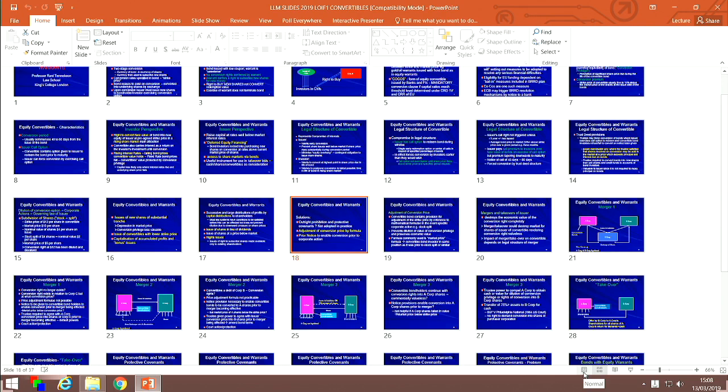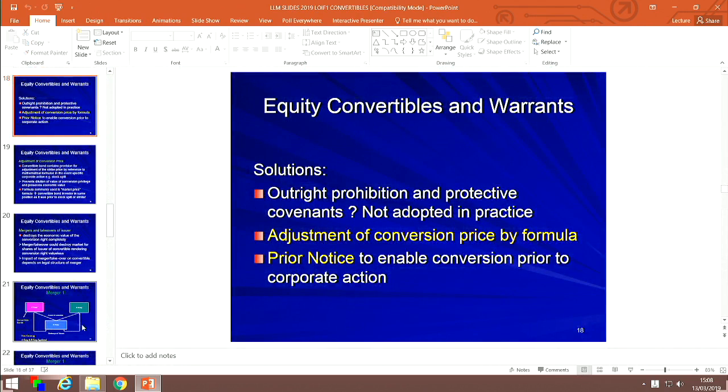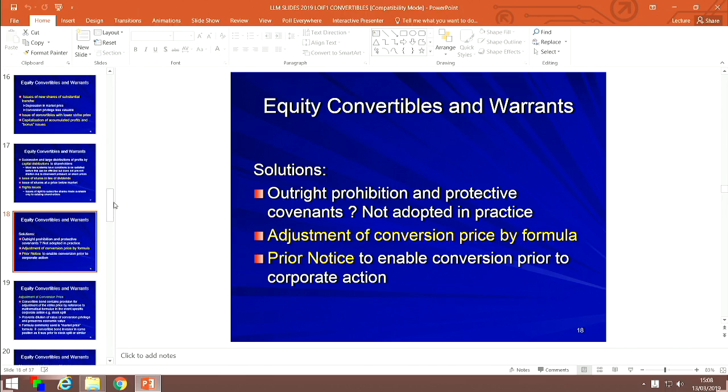Right, are we all here? I think last time we were talking about equity convertibles, looking at the circumstances in which the valuable option contained in the equity convertible, namely the right of the bondholder to convert the bond into the underlying equity shares of the issuer, could be damaged by different types of corporate action.